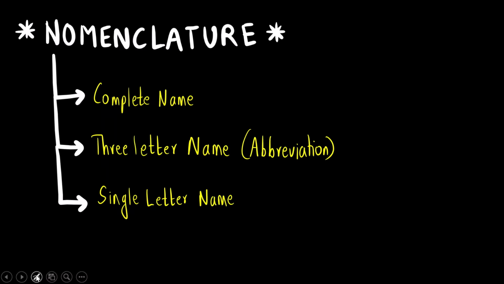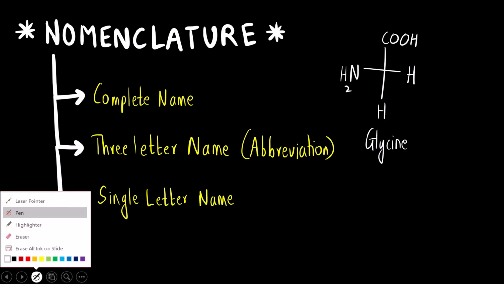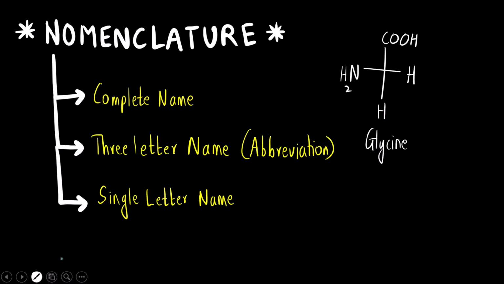Okay, let us understand this with an example. Let's say the simplest amino acid, that is glycine. R group is a hydrogen. L amino acid, so NH2 group will be on the left. COOH. Okay, and then here we have hydrogen, and then here we have COOH, carboxylic acid group. So this is glycine. If I want to write down the complete name, it will be glycine.